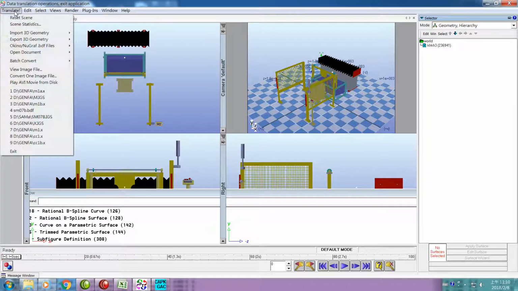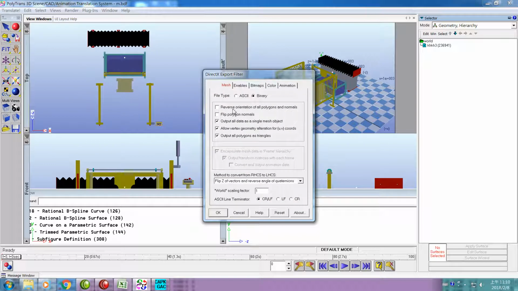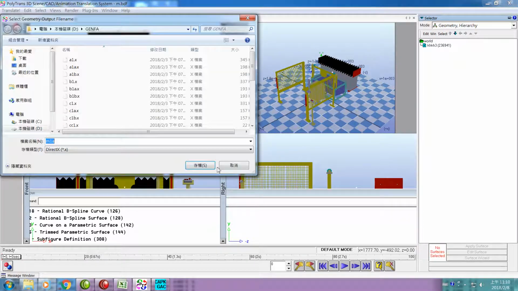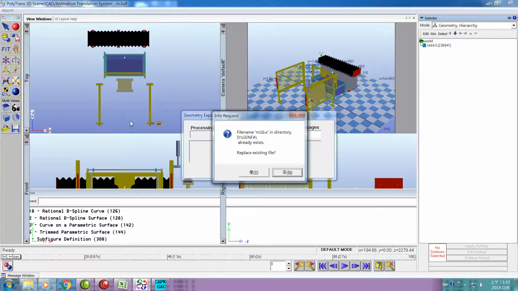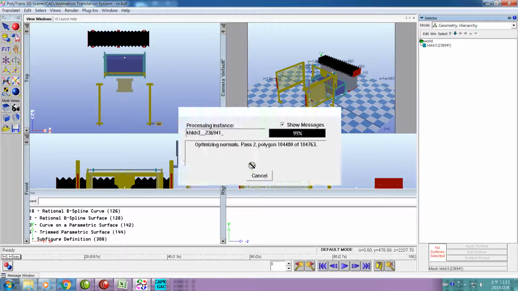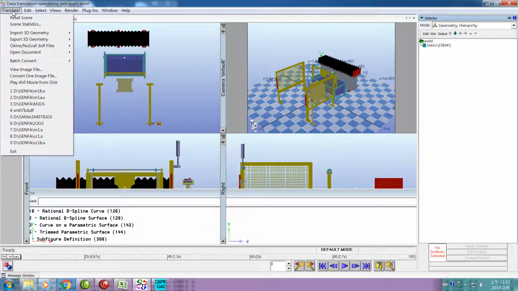and then we export by means of 3D geometry into the X file. We pick reverse orientation of all polygons and normal, and pick flip polygon normals. Okay. The export file, we name it M1B. So the positive and the negative parts of the foundation are exported into X file.